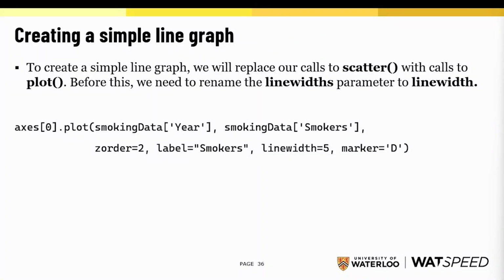In the previous video, we were creating simple scatter plots. In this video, we're going to create a simple line graph. We can create line graphs by replacing our calls to scatter with calls to the plot function. Before we do this, we need to rename our line widths parameter, if you've used it, to just line width.